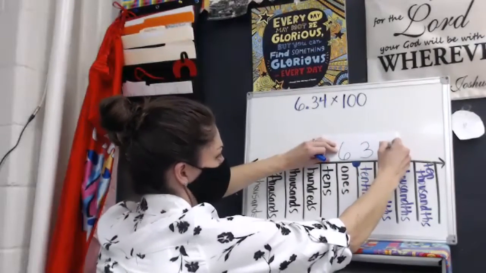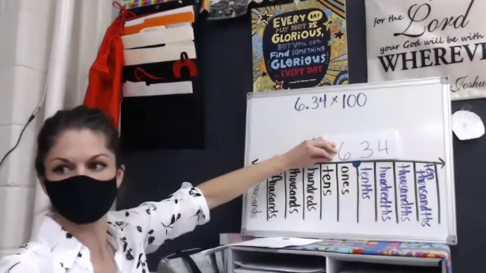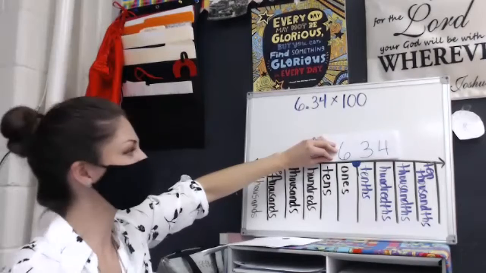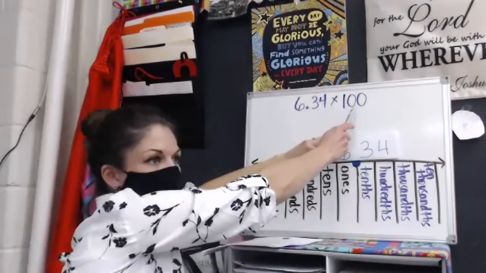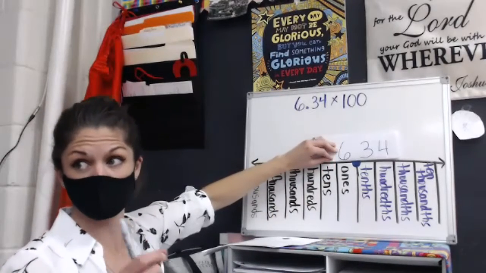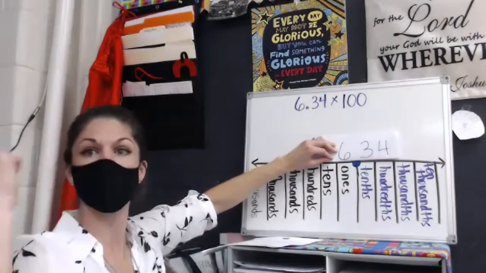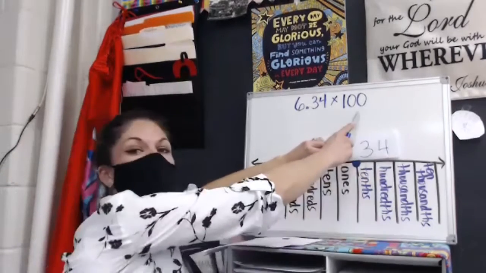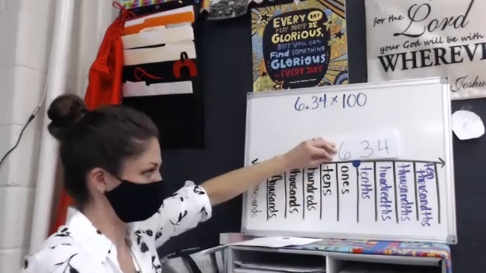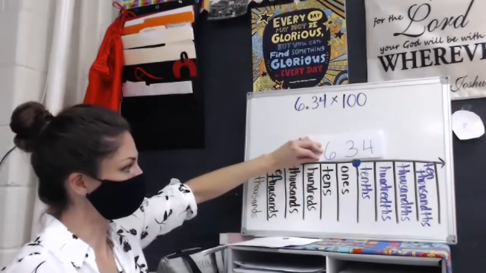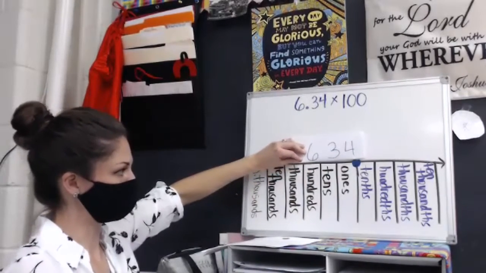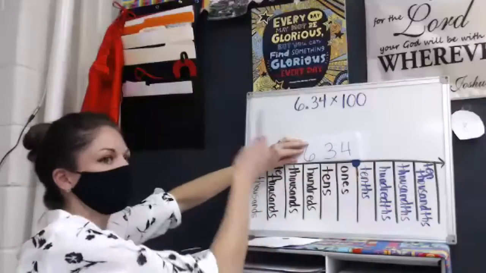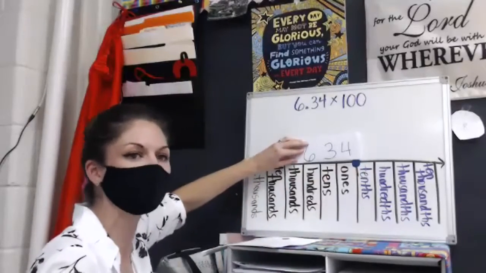6.34. Do I have my number positioned in the right spots? If I multiply it times 100, how many place values am I shifting it over, class? 2, because 100 represents how many powers of 10? 2. So I'm going to go like this. A 1, a 2. So what happened to the 634? It just literally shifted over 2 place values.